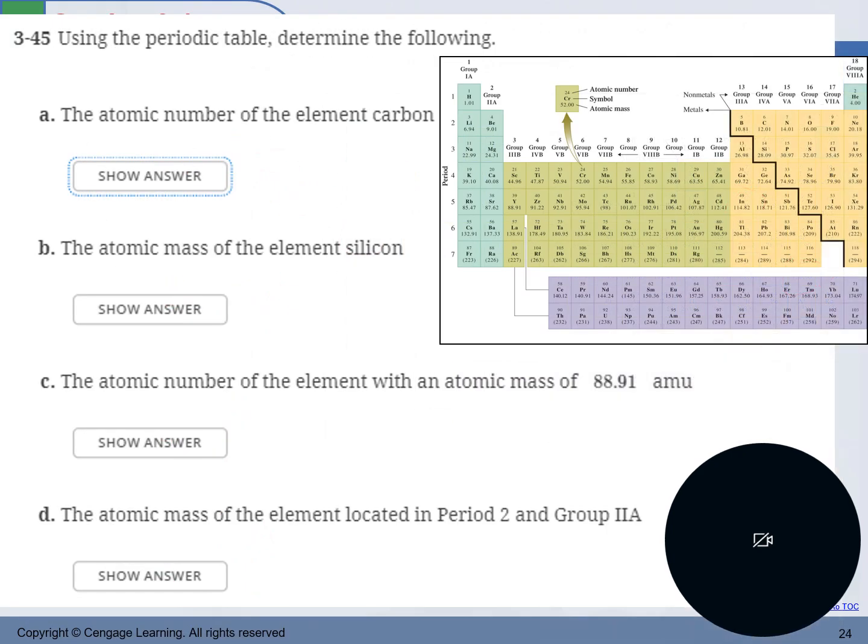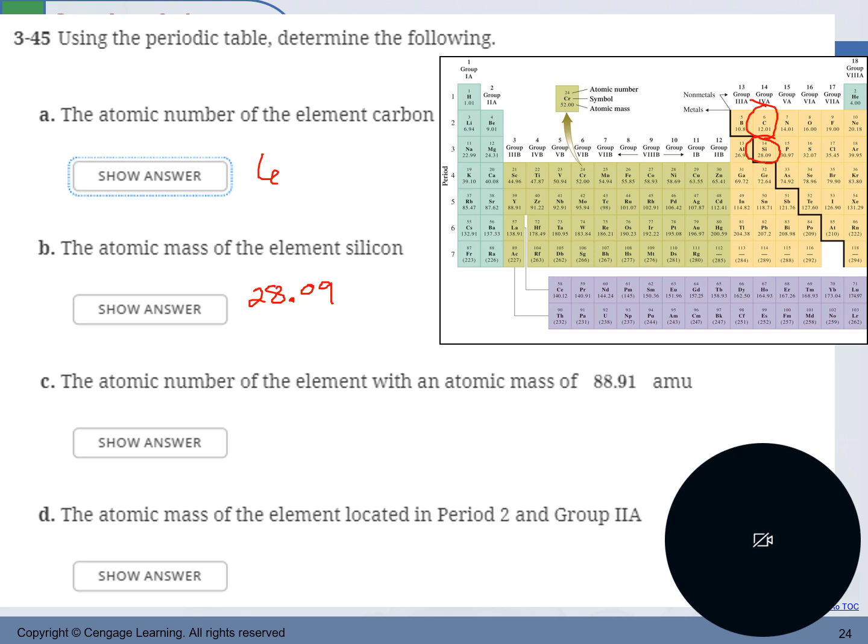Again, I encourage you to pause the video and see if you can answer some of these questions about the periodic table. So for part A, we're looking for the atomic number of carbon. Carbon is right here. Our atomic number is 6. For part B, the atomic mass of the element silicon, it's right underneath carbon. Our atomic mass is 28.09.